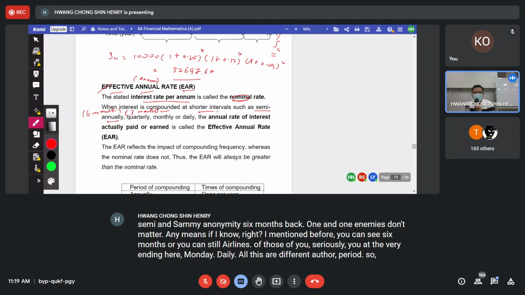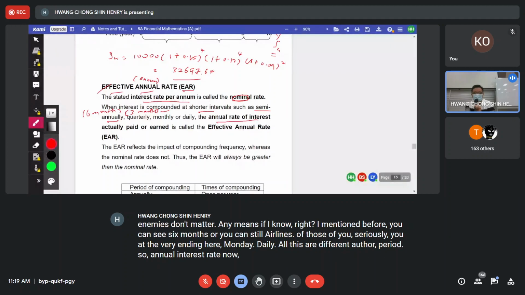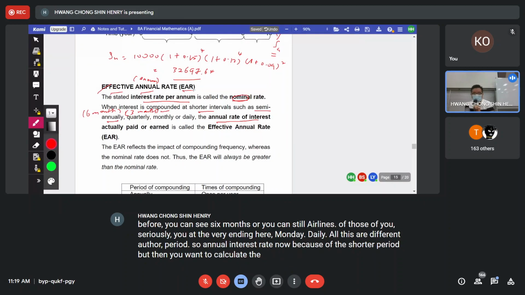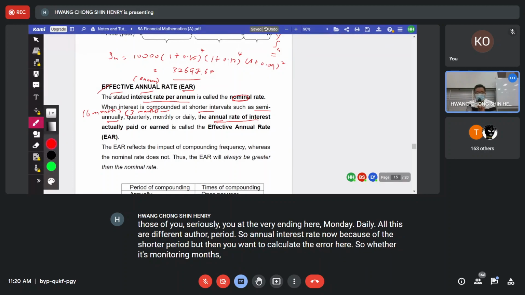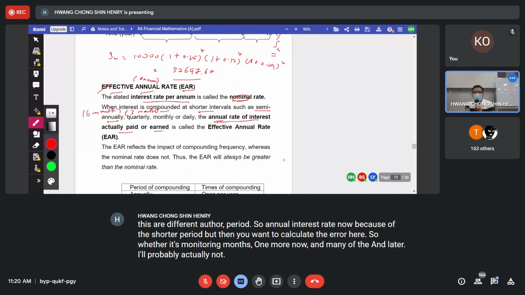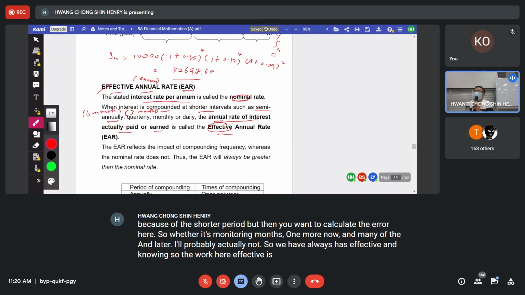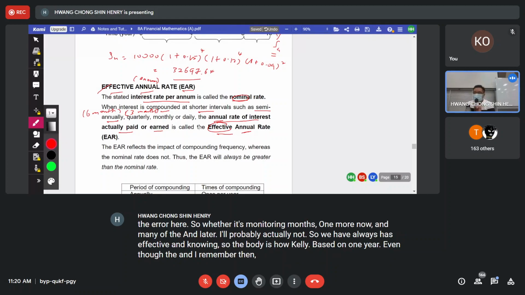So the annual interest rate, now because of the shorter period, but when you want to calculate EAR, EAR is always based on an annual one. So whether you say 6 months, 3 months, 1 month, and when you want to calculate the annual rate, or we call it actually paid or earned, we have to call this the effective annual rate. So the word effective is calculated based on 1 year, even though the n, remember the n can be shorter intervals, 6 months or 3 months and so on.